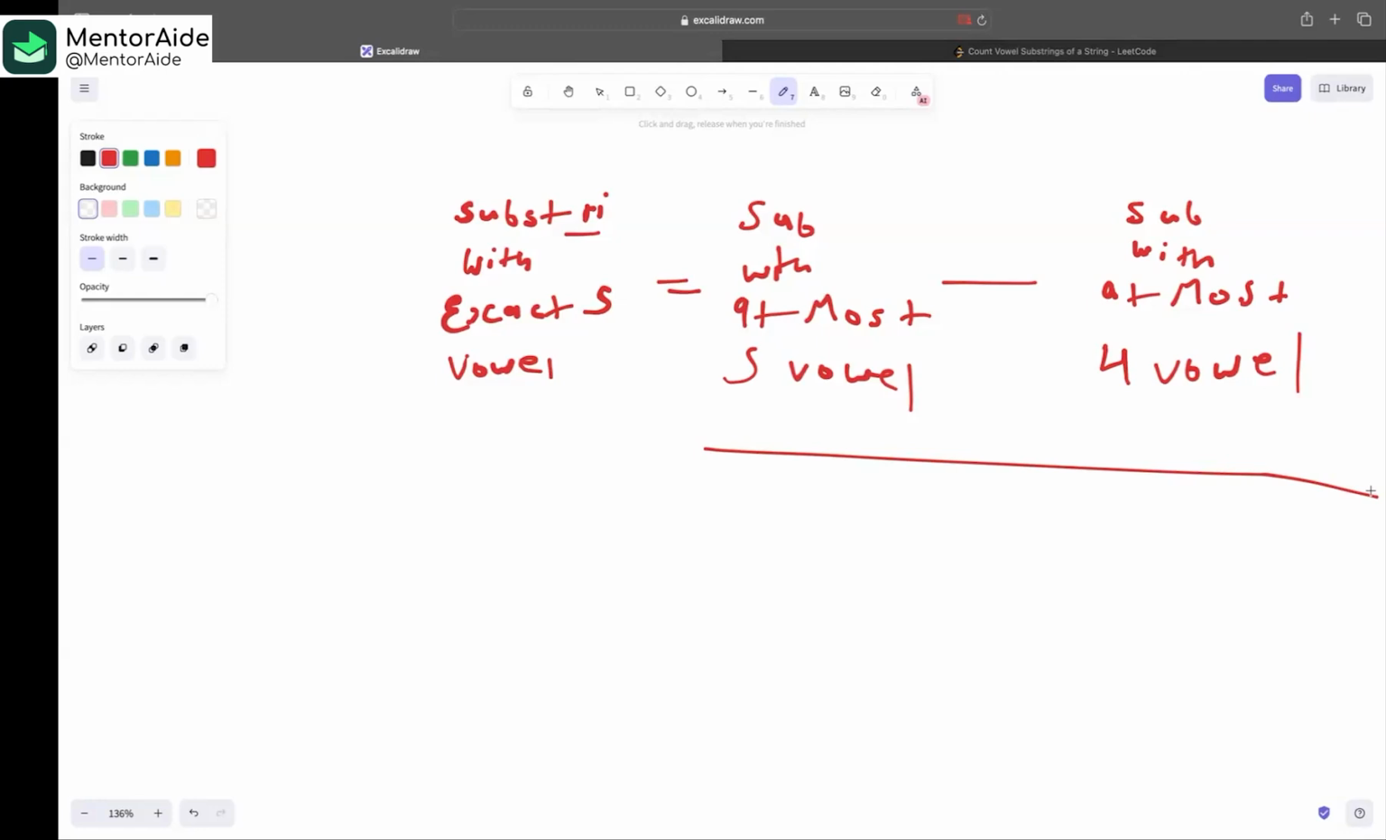Yes, it makes sense. And we are not finding the exact 5 vowels now. We are going to find the at most 5 and at most 4, then we will subtract. And there is no concept of repetition in this formula, right? Is this clear to everyone?